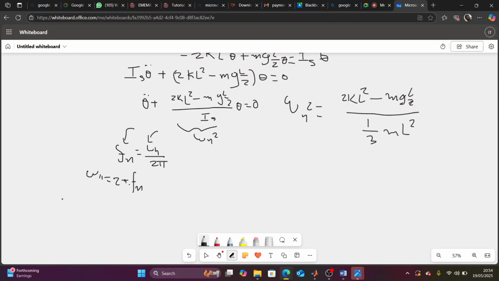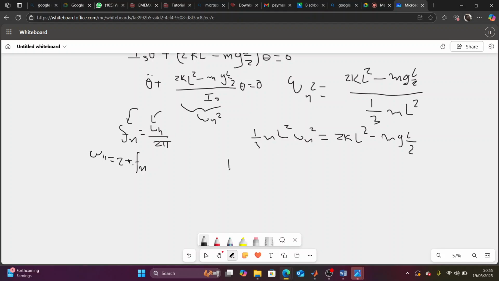Now it is just a matter of making m the subject of the formula, so we can do the math quickly. We can just cross multiply here. We're going to have 1 over 3 mL squared multiplied by Wn squared to be equal to 2kL squared minus mgL over 2. So since you want m, you can bring the expression with m to the other side.